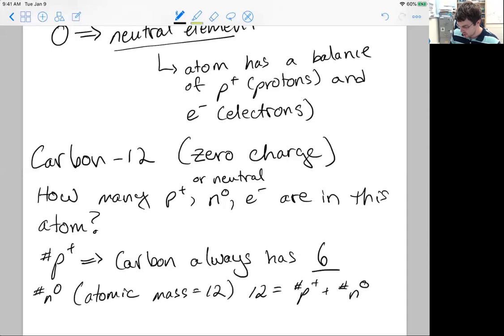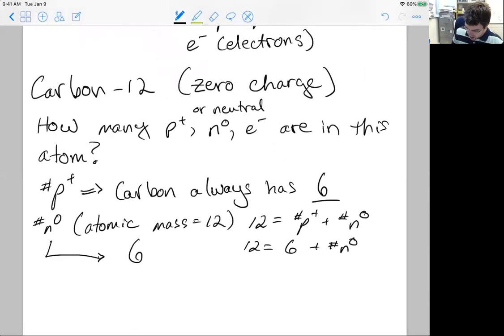So 12 is equal to the number of protons plus the number of neutrons, and if 12 is equal to 6 plus the number of neutrons, when we substitute in the number of protons that we solved in the first part, then the number of neutrons must equal 6, right? Because 12 minus 6 is 6. Okay, so the number of neutrons is 6. The number of protons is 6. But how about the number of electrons?